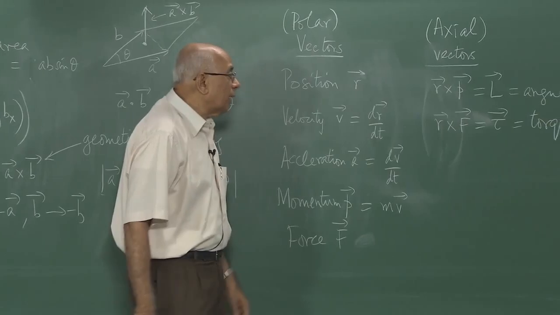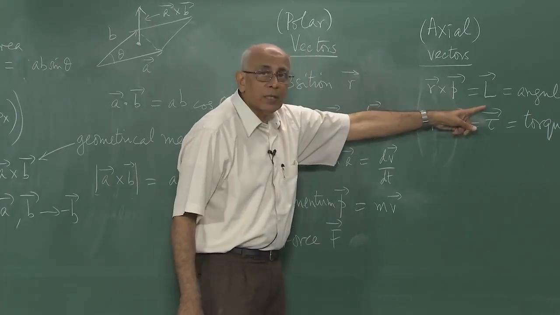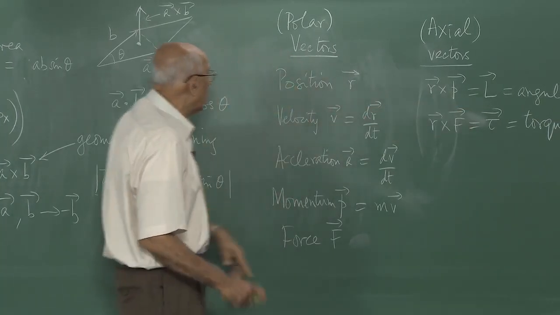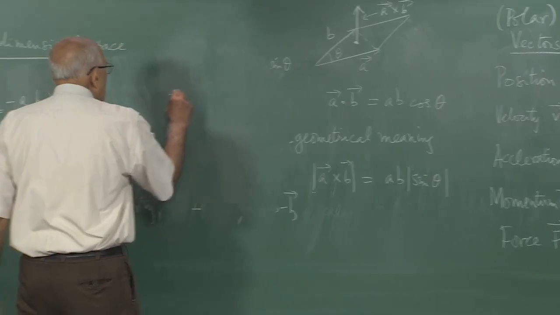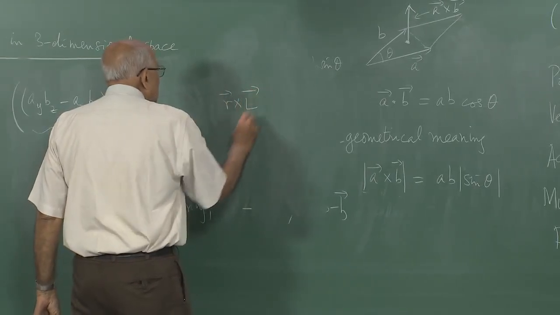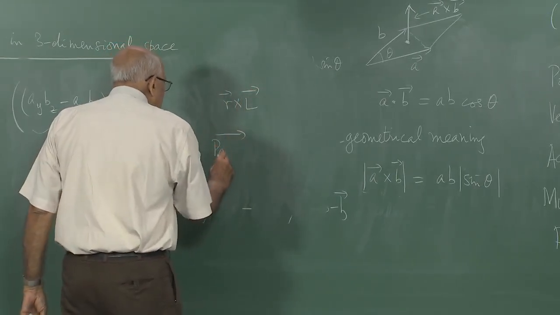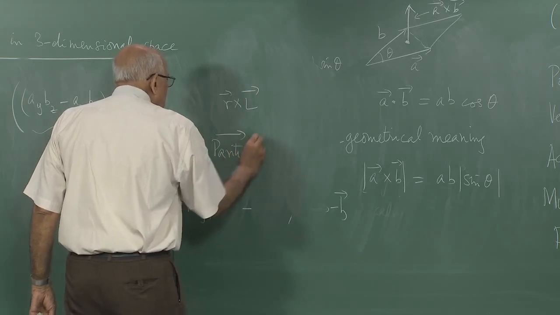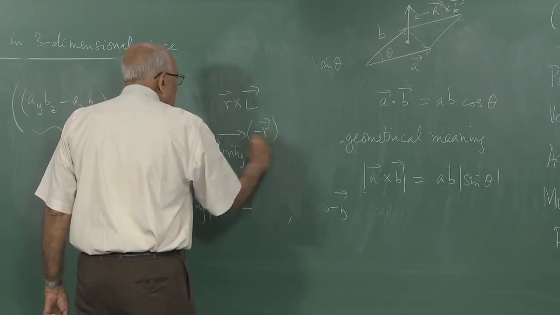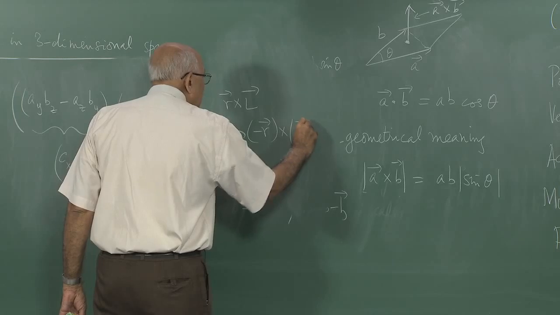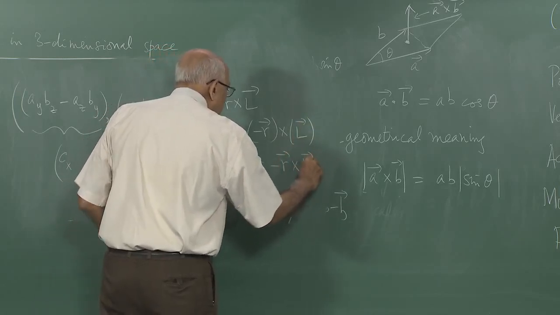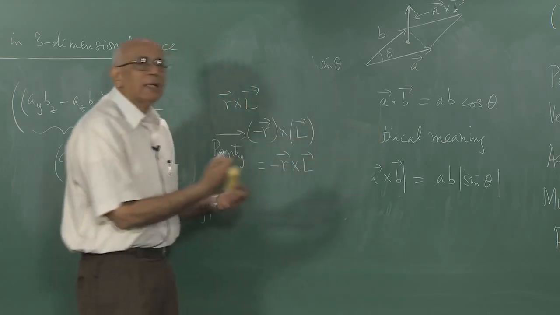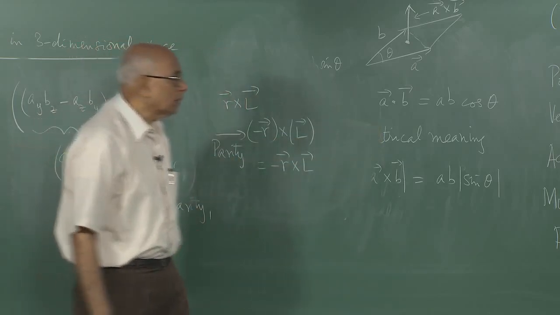What happens if I take L, an axial vector, and take a cross product with r? Well, now that is easy to write down what is going to happen, because if you look at r cross L, under parity this goes to minus r cross L, since L remains unchanged. So that is equal to minus r cross L, and therefore it is back to being a polar vector once again.